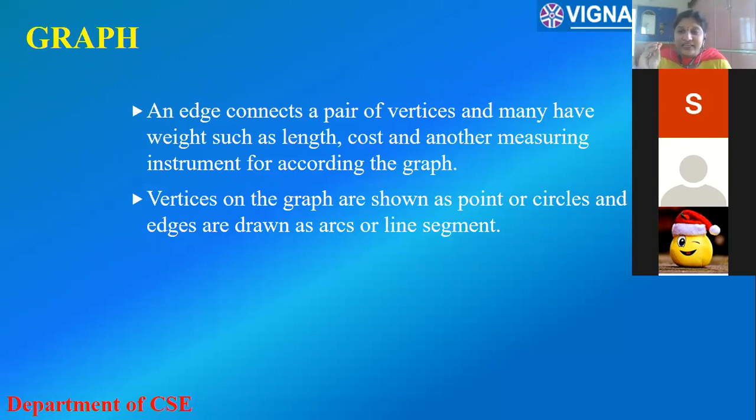E is the set of edges. What is V? V is the set of vertices.